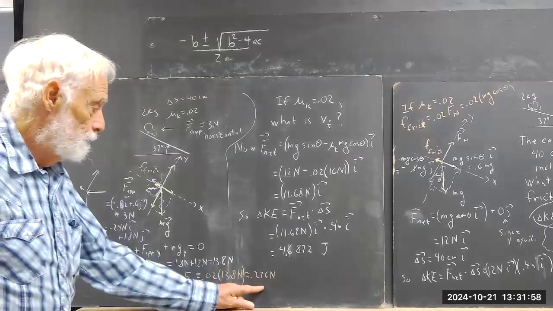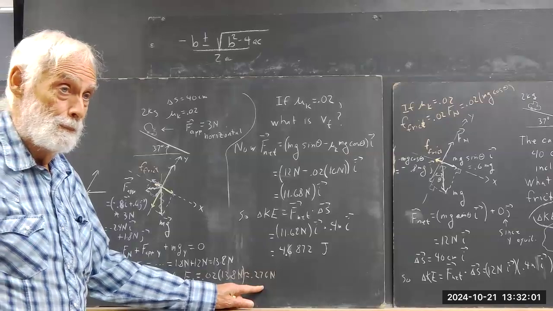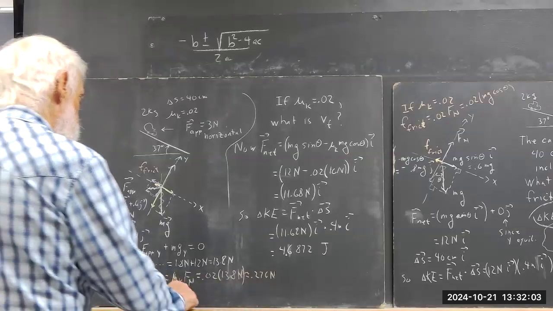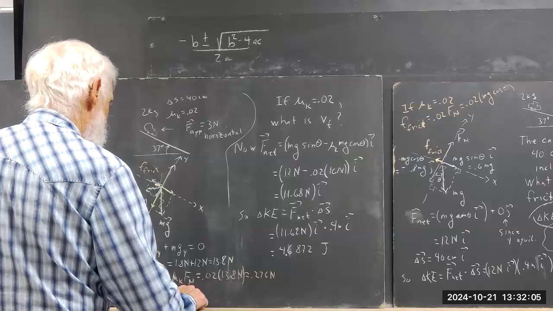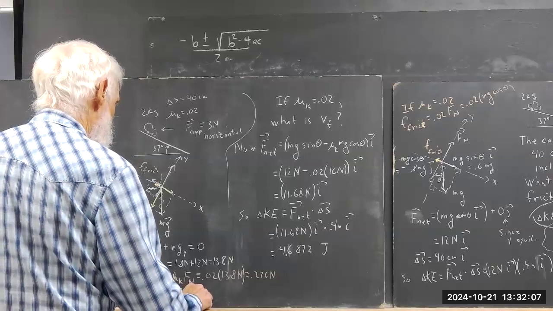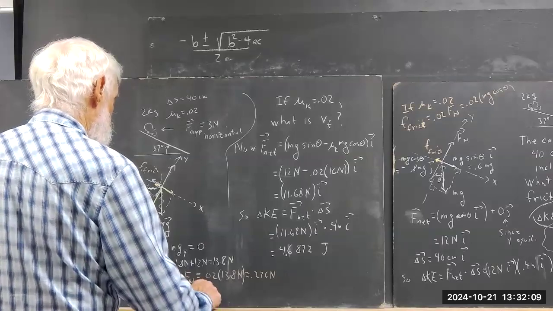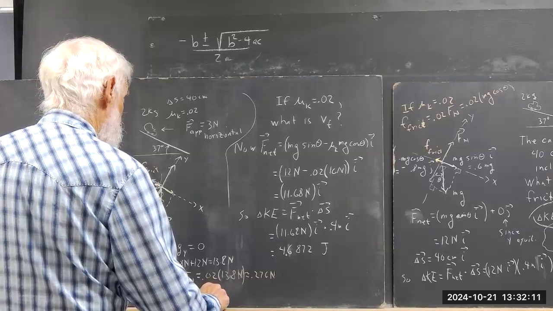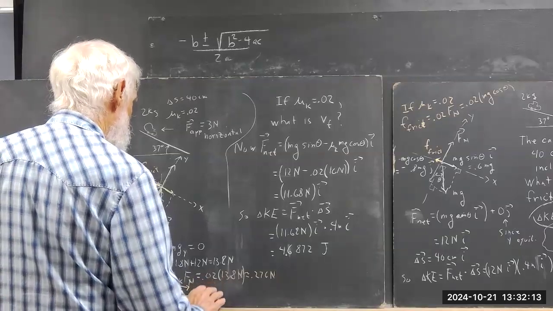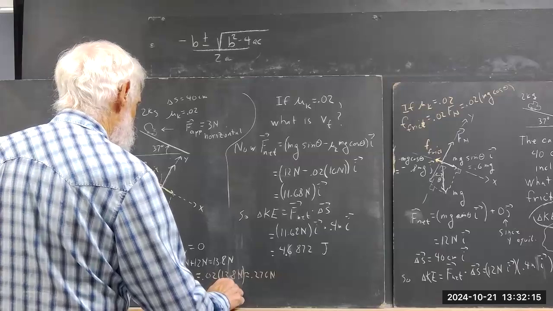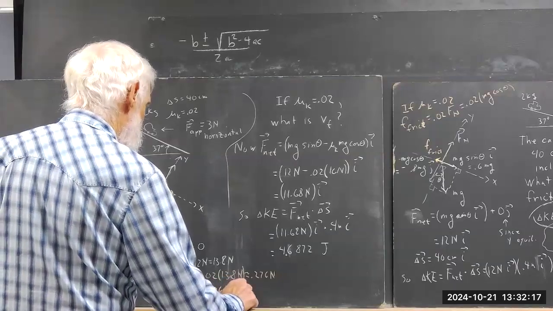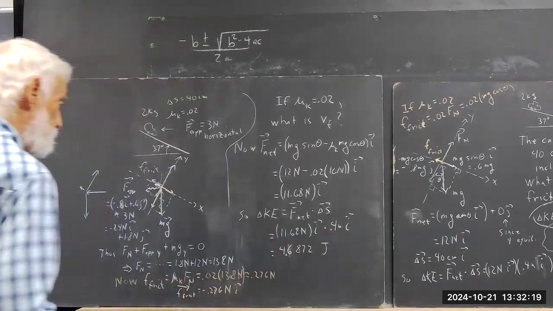Okay, so anyhow, we've got this. So we can say that the force of friction, with an arrow over it, is negative 0.276 newtons times the I vector.